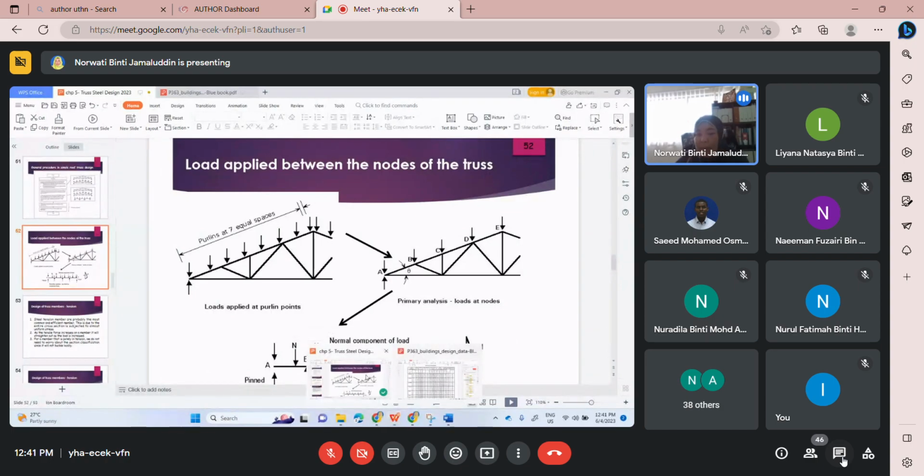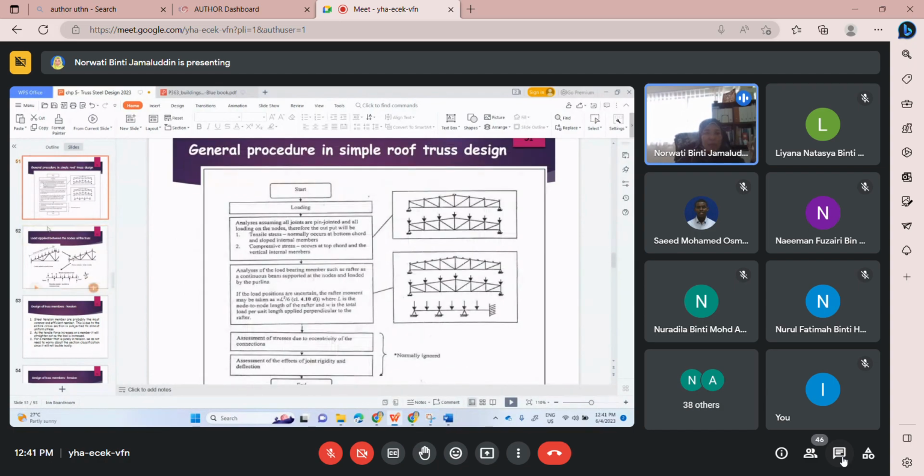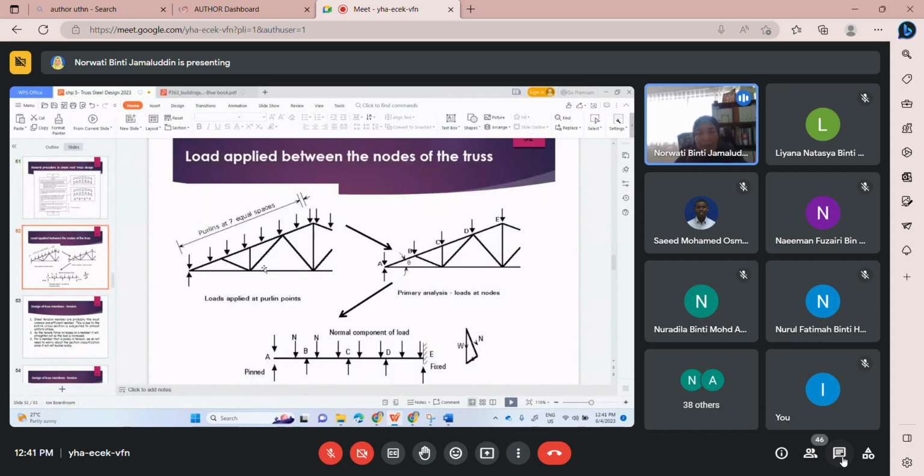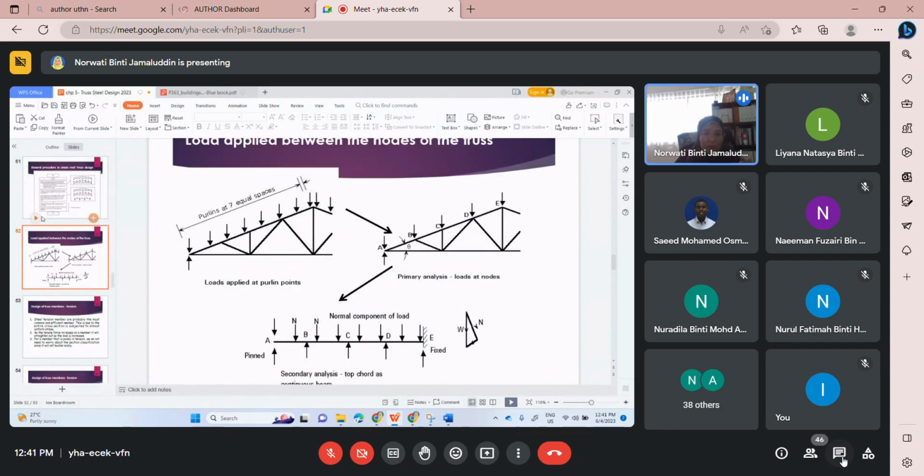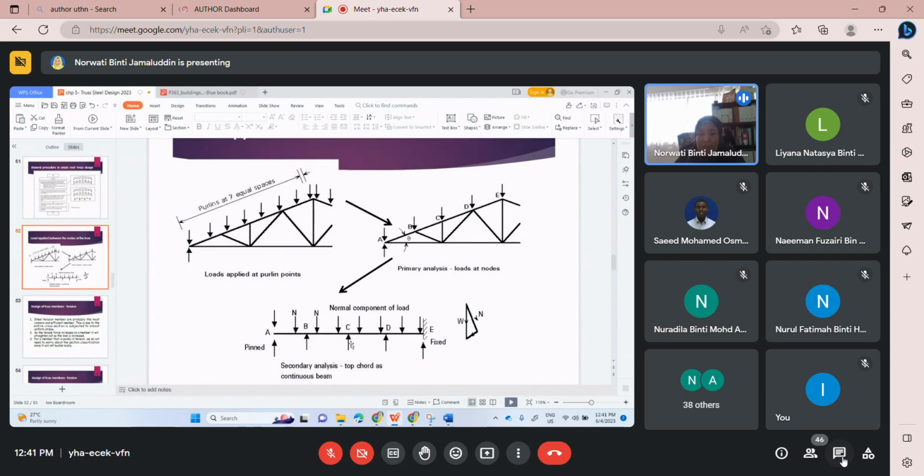We have one example, just a simple example to show you how to analyze this situation. This diagram is just to simplify the explanation. First, this is the actual condition. The first step, assume all loads are on nodes. Primary analysis, all loads are on nodes. Second step, this is the secondary analysis. Just consider the top chord as a continuous beam, but using the actual condition.